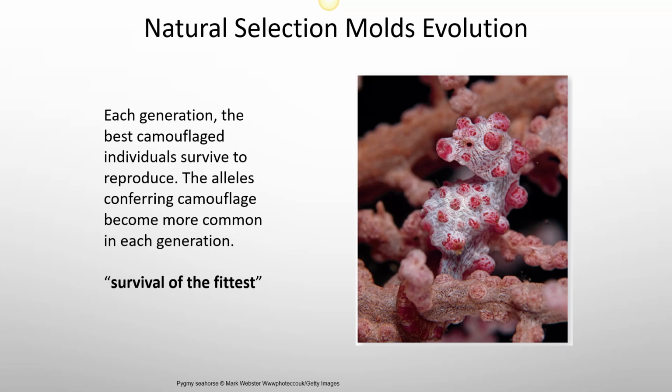If all of a sudden all of the coral were to die and turn gray in color, and that's something that's happening, the coral reefs are dying off due to acidification of the water. So if it all turned white, then the individuals that expressed a little bit more white would be able to best blend in with their environment and hide from predators. So those individuals would be able to reproduce.